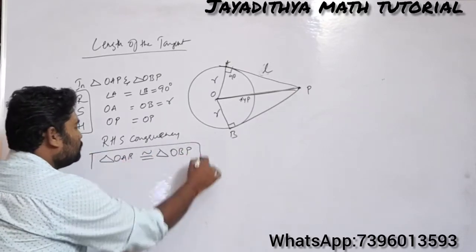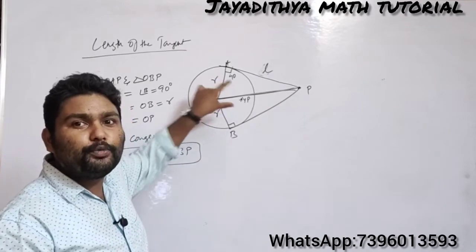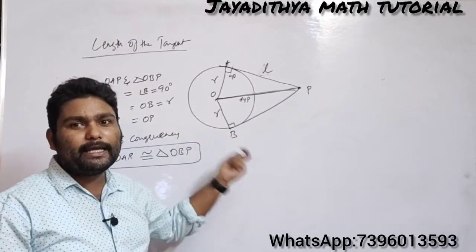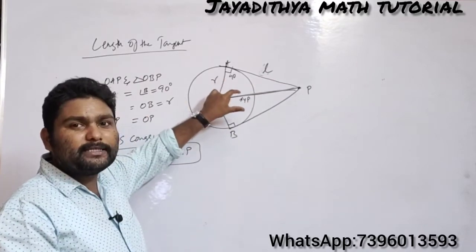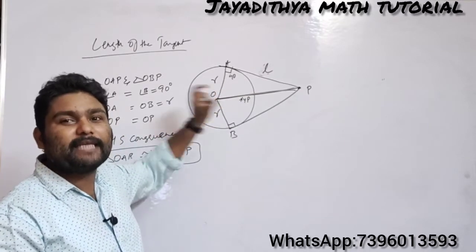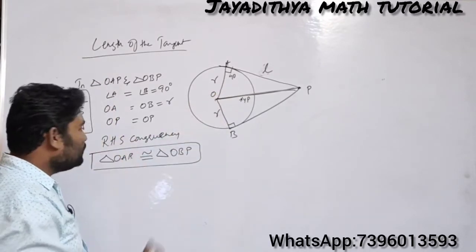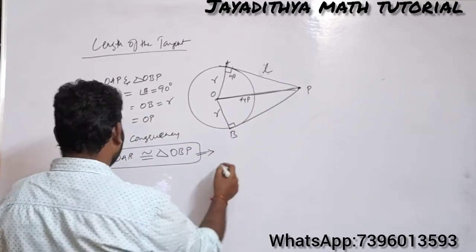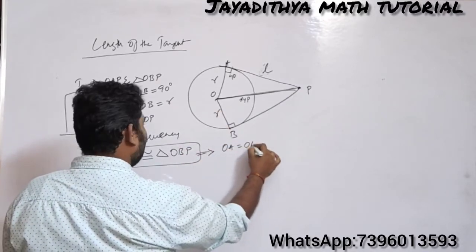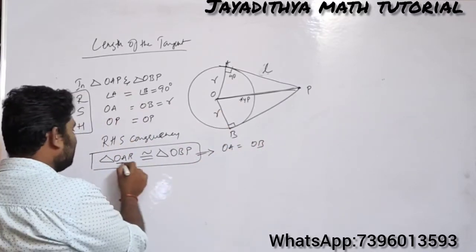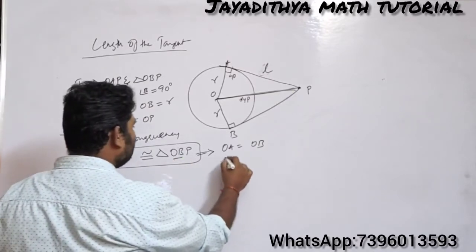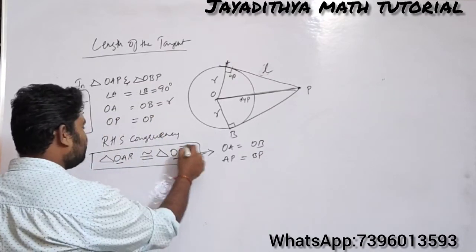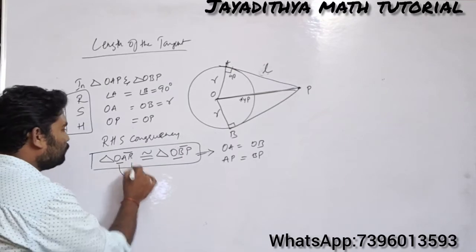From this statement, you have shown that both triangles are congruent. That means corresponding sides will be equal and corresponding angles will be equal. These two triangles are congruent, meaning they have the same shape and same size. So what conclusions can you draw here? The first thing is, you know already OA is equal to OB. Corresponding sides are OA and OB, and you can also see that AP is equal to BP. And one more thing, OP is equal to OP.